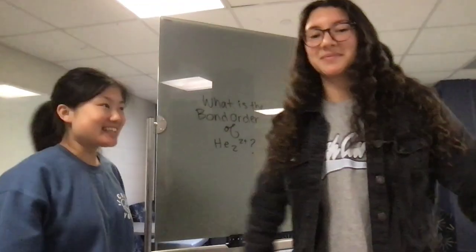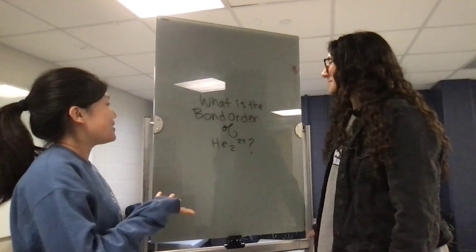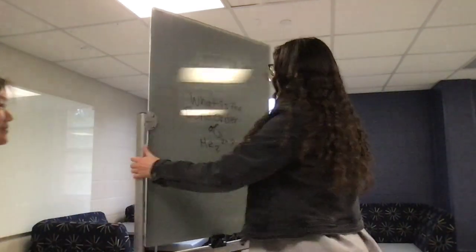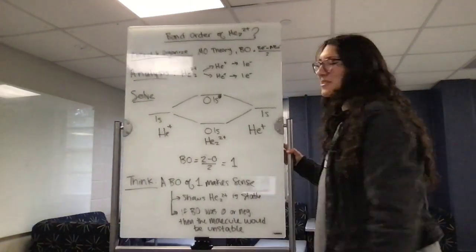So, I have a question. Okay. What exactly is the bond order of helium-2 2+? I'd be more than happy to show you. Thank you so much. Of course.